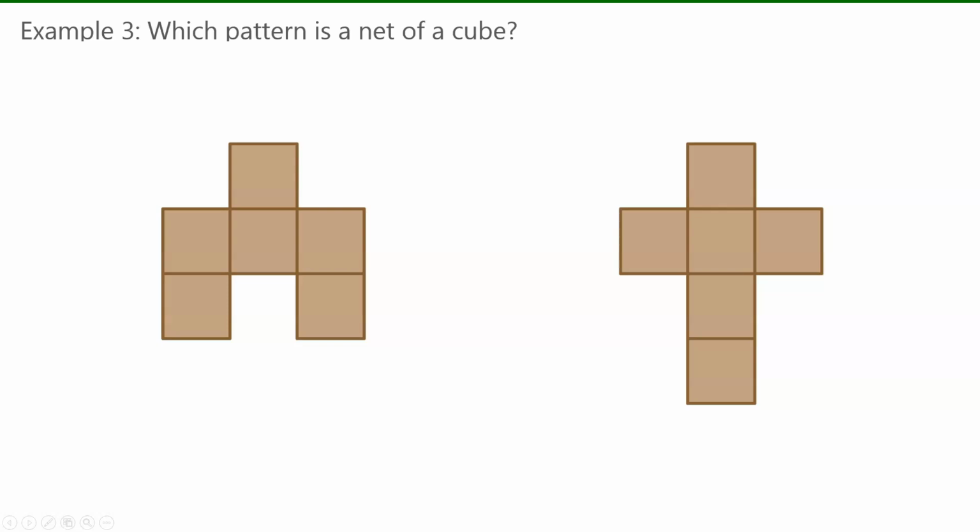Example 3. Which pattern is a net of a cube? Again, we try to visualize the pattern folding into a 3D object. On the left, it looks like these two sides will meet, as will these sides. However, here on the bottom, both of these sides will meet in here, which means that an overlap will be created. On the right, these four sides will fold to create the front, bottom, back, and top of the cube, and these pieces on the left and right will fold up to create the sides.